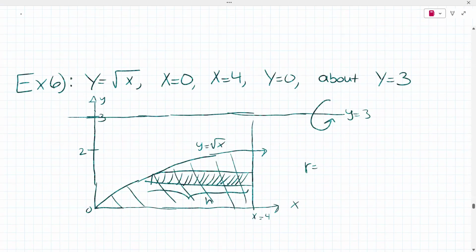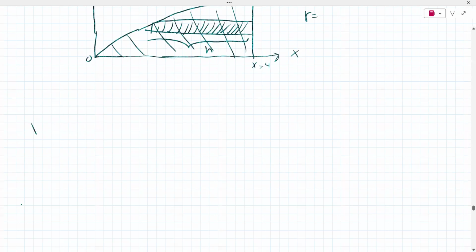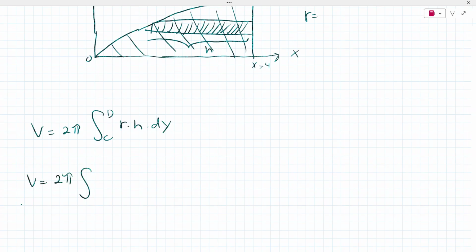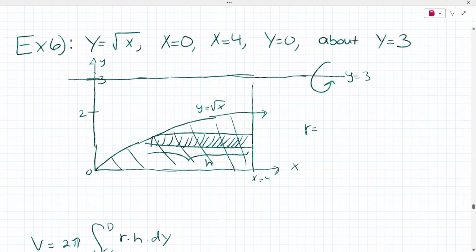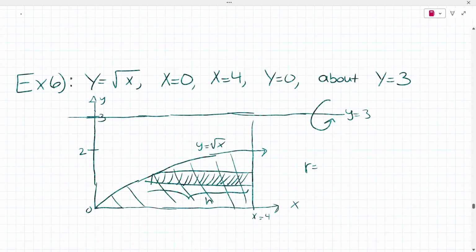So we're revolving around y equals 3, so everything has to be in terms of y. So it's gonna be V equals 2 pi from the integral c to d, radius times height in terms of dy. So what's our c and d? That was given. We figured out from the previous problem, it's from 0 to 2. Because if you plug in your x value in here, y squared is 0, 0. And if you plug in your x value 4 into y equals square root of 4, that's 2.